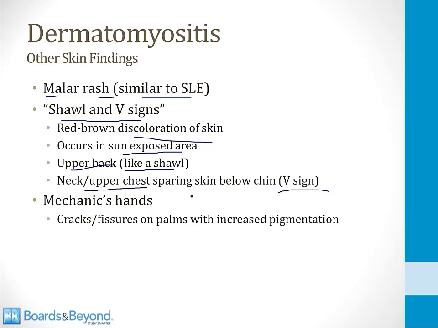And then finally, some patients with dermatomyositis develop what's known as mechanic's hands. These are cracks and fissures that occur on the palms, just like a mechanic might get. They have increased pigmentation, therefore there's darkening of the skin of the palm, and that's called mechanic's hands.